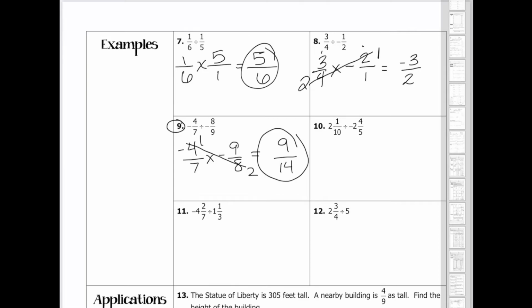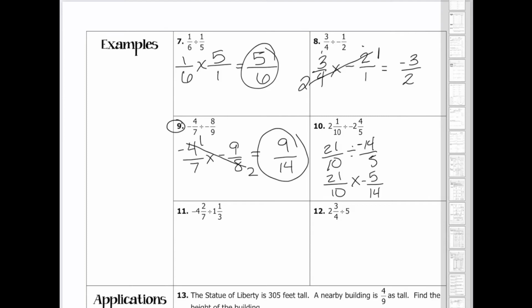All right, so in number 10, we have to change these into improper fractions first. So I get 21/10 and 14/5. That's still a division problem. I don't flip it until I get them all arranged. And I gotta make sure that this is a negative sign. So I like to take it one step at a time instead of doing all the steps all together. That way I don't miss something. So now I have 21/10. This changes into a multiplication sign, and then I get 5/14, and that's negative.